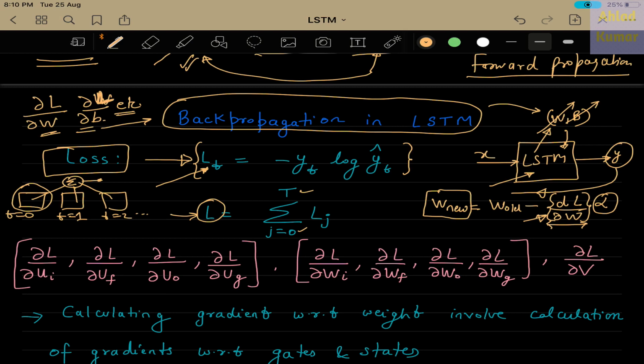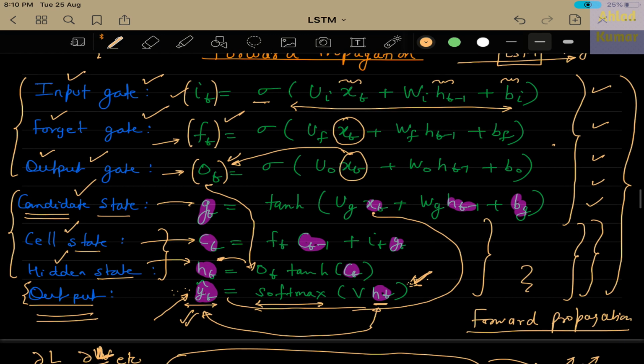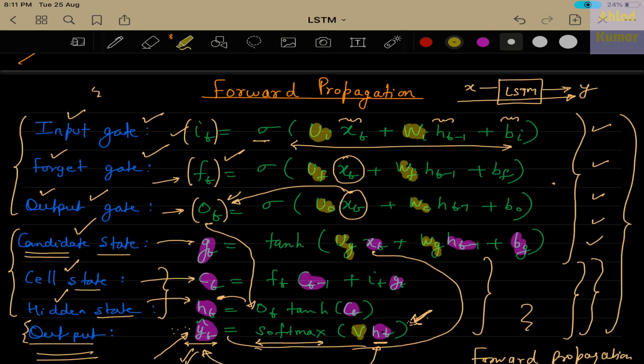So now the important step is to calculate the derivative of the loss with respect to the tunable parameters. So what are the tunable parameters here? If we go back to our forward propagation equation, we observe that the tunable parameters are Ui, Wi, Uf, Wf, Uo, Wo, Ug, Wg, and along with that V is also there. These are the tunable parameters which we have to train during the backpropagation process.